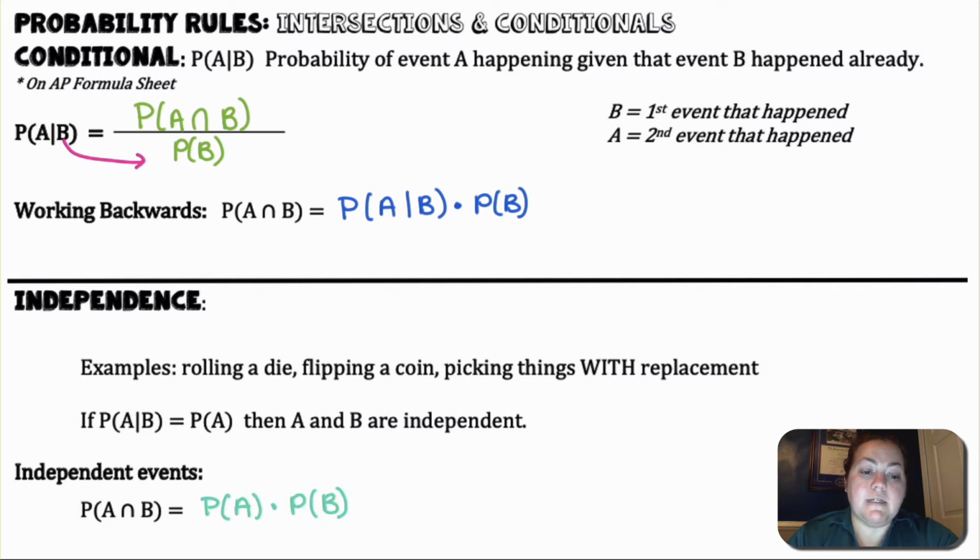All right, independence. If you're rolling a die, flipping a coin, picking things with replacement, that means you're taking them out, putting them back in, then those events would be independent. If the probability of A given B equals the probability of A, then events A and B are independent. For independent events, the probability of A and B is also equal to the probability of A times the probability of B. These two formulas are not on your reference sheet, and these are definitely something you're going to want to have stored in the memory banks because it will show up on the AP exam.